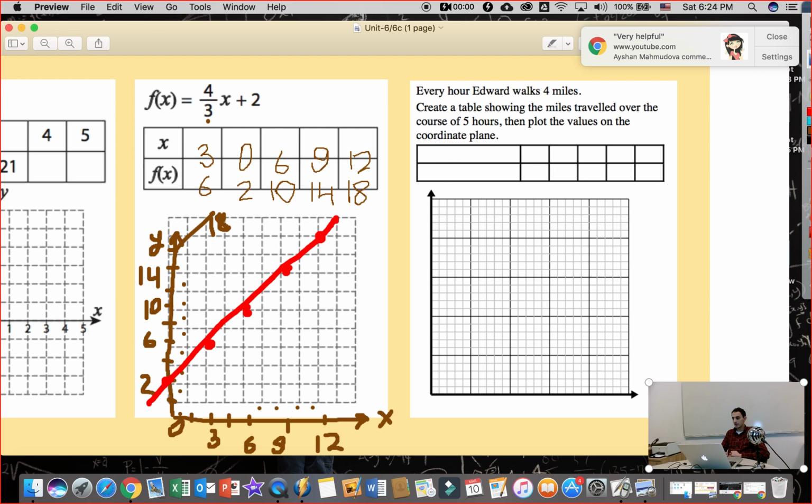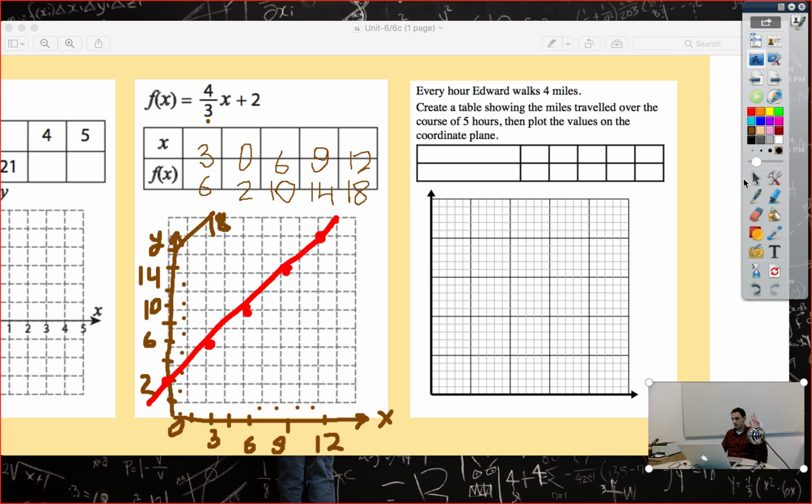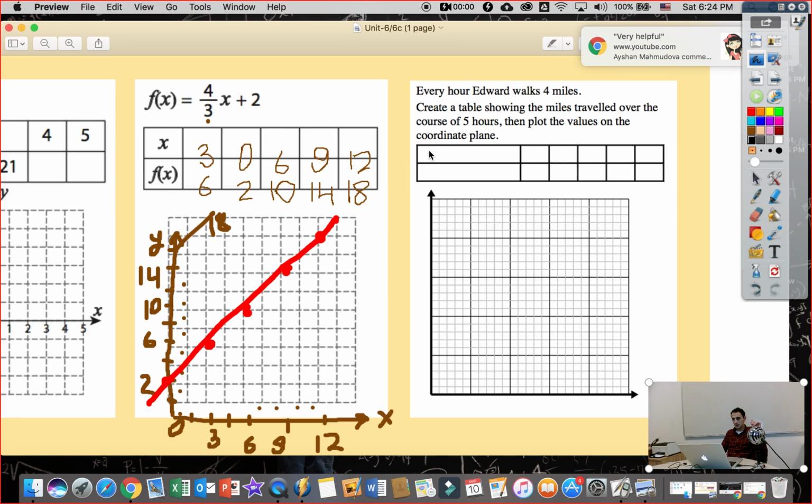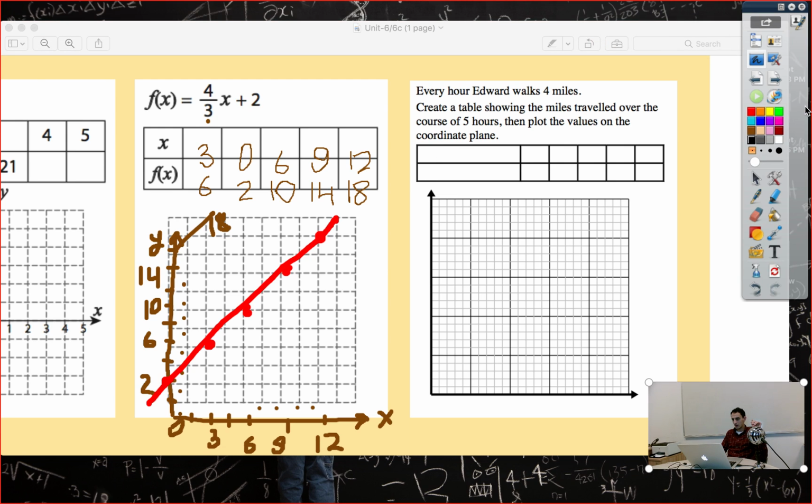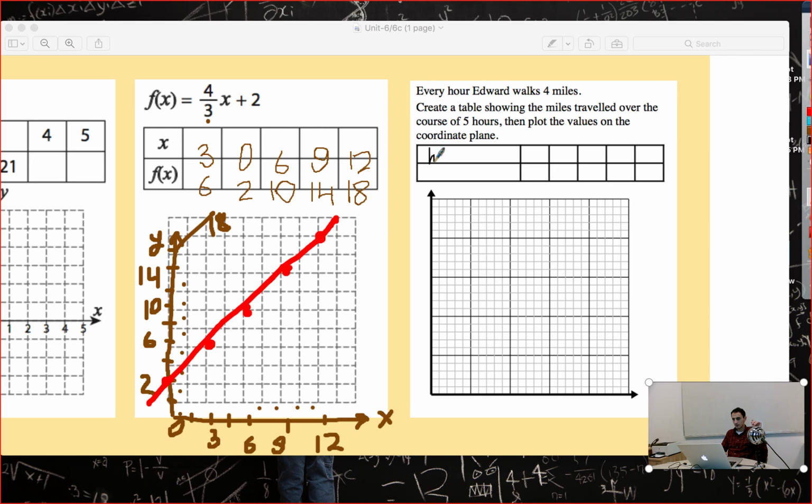Okay, every hour Edward walks 4 miles. Let's write here. We have 2 variables here. One is independent, another one is dependent. Clear? Let's write here hours, and here miles.